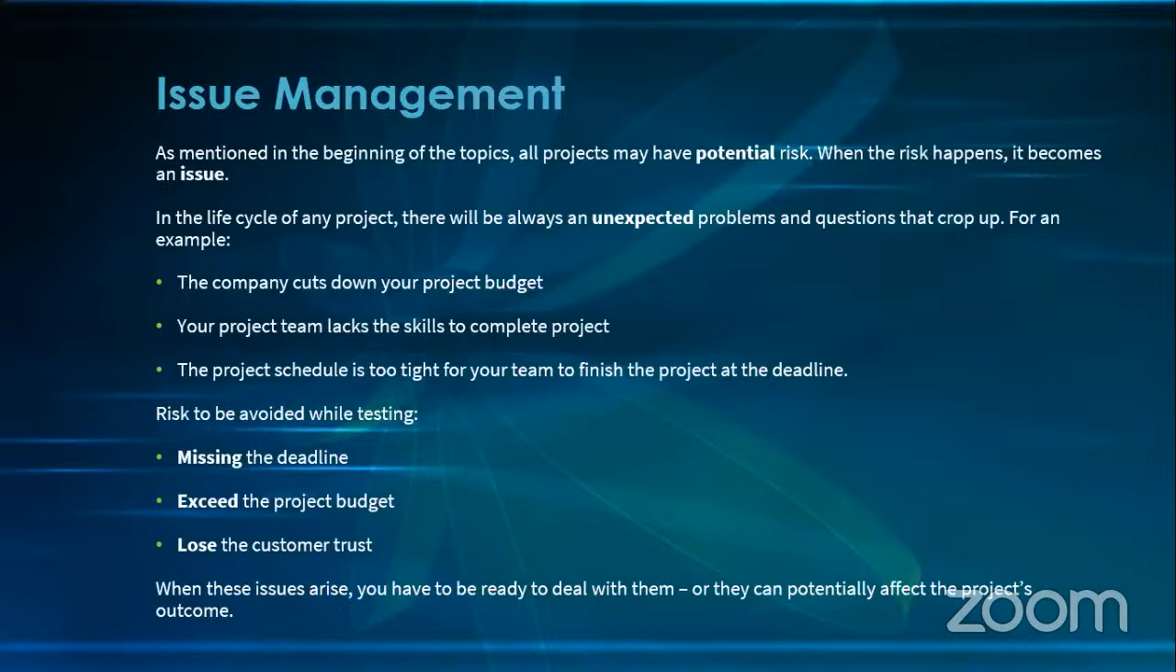Let's take an example. The company might cut down your project budget. So now maybe you've lost 1 tester or you've lost 2. So of course, things will be slow if you don't have the proper resources. Your project team lacks the skills to complete the project. Or the project schedule is too tight for your team to finish the project by the deadline. So all this might be an example of the issues that you might get.